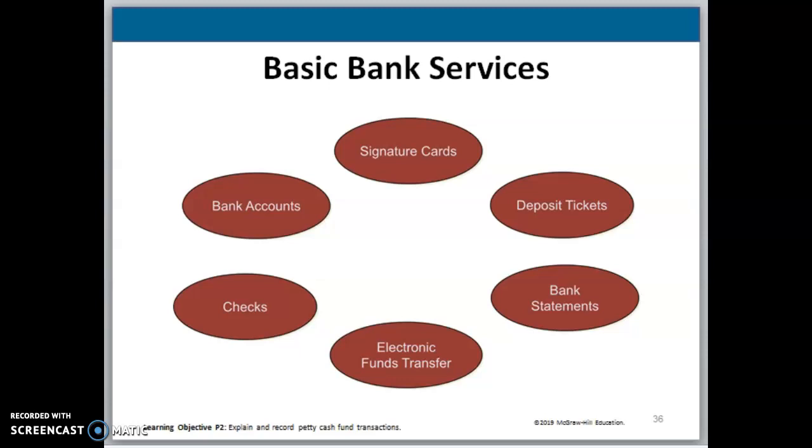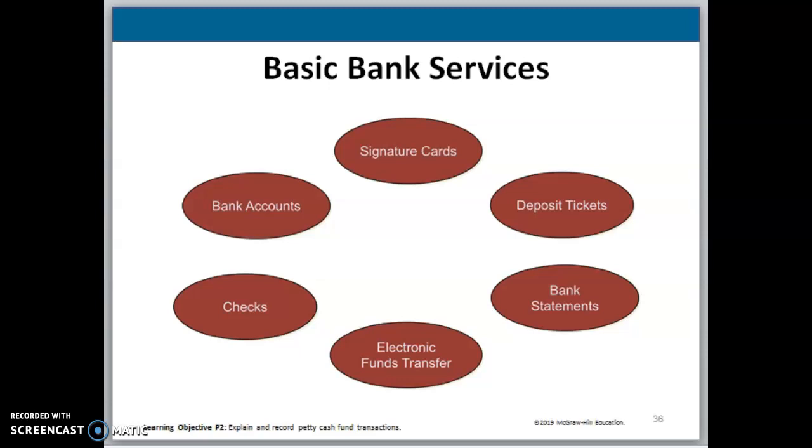We're also going to be using deposit tickets to provide support for your deposits as you deposit money into your account. There should be some kind of a record that you get to keep that proves that you put money into your account. And then we're going to be using checks to provide authorization to pay money out of the account.